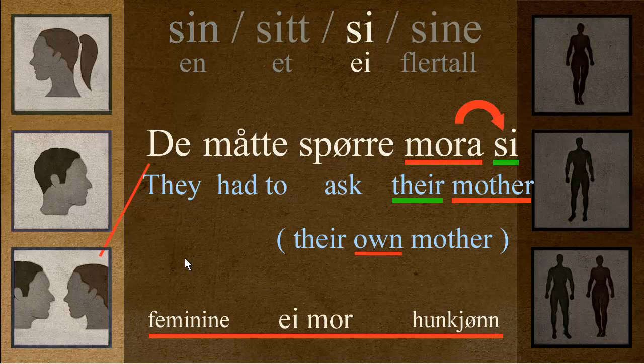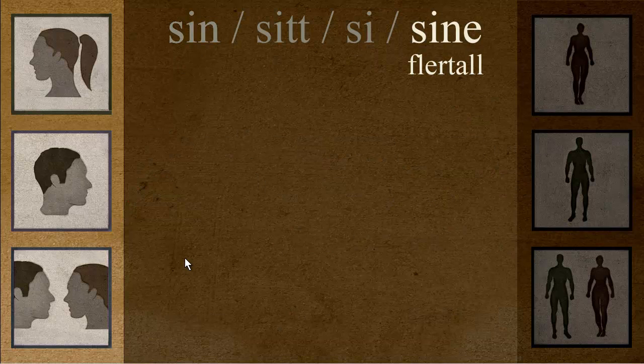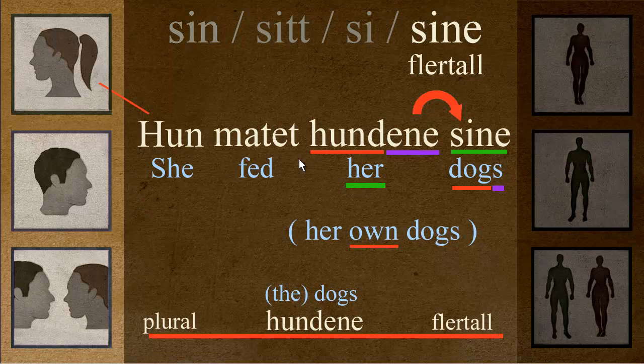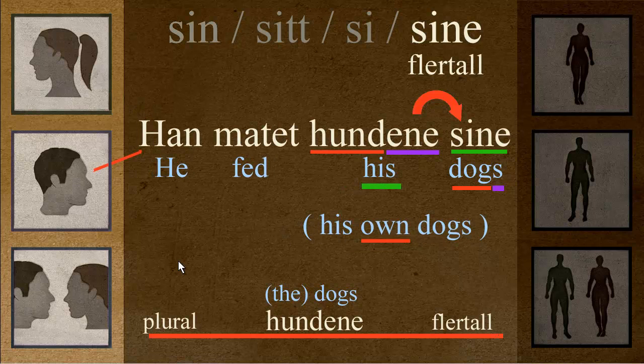All right, so you're starting to get this, right? You're starting to understand what sin, sitt, si, and now sine are all about. Sine is really just plural. It's flertall, right? So I decided to use dogs. Hun matet hundene sine, right? She fed her own dogs, because it's sine. It's nobody else's. You just know that's what it's all about. And same thing: han matet hundene sine. Now it's his dogs. See, it changes automatically, because it's him you're talking about.